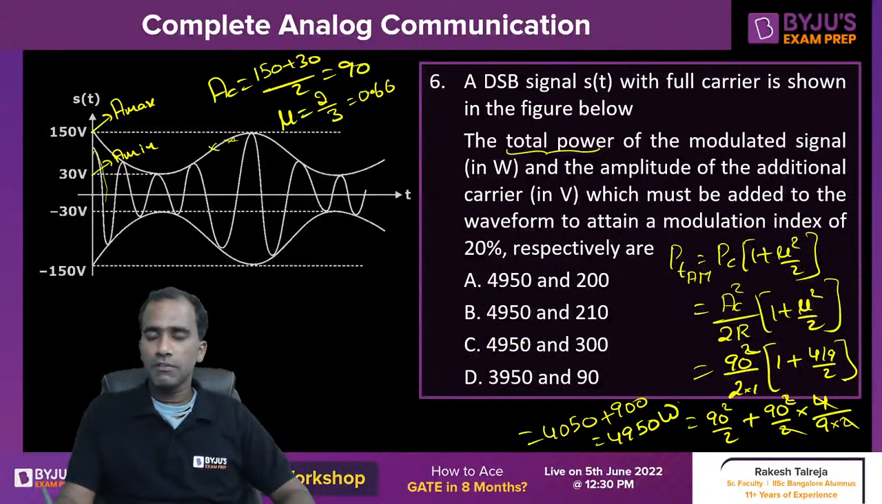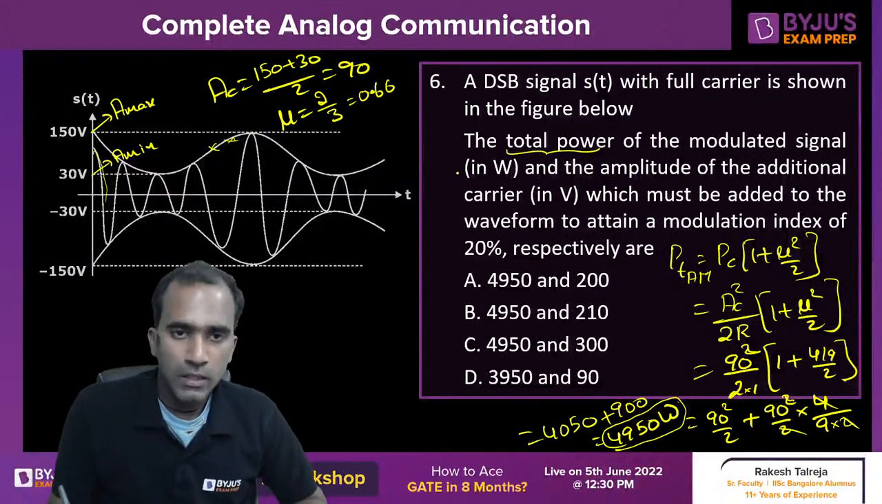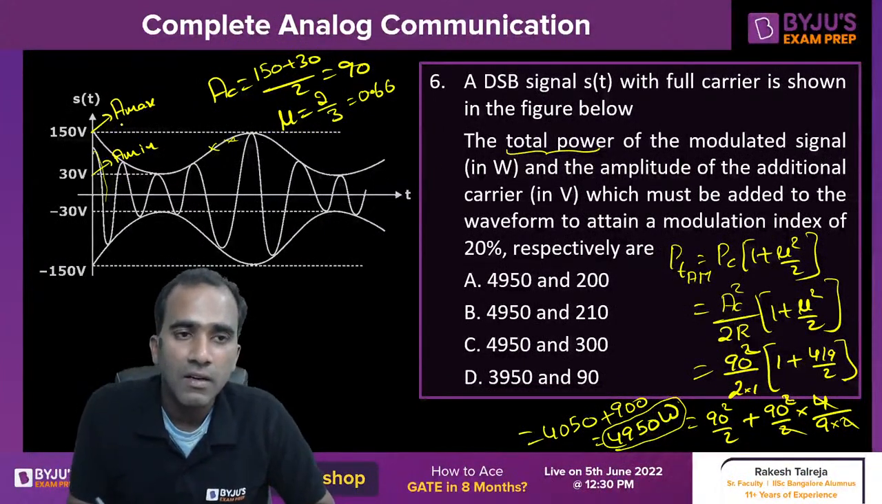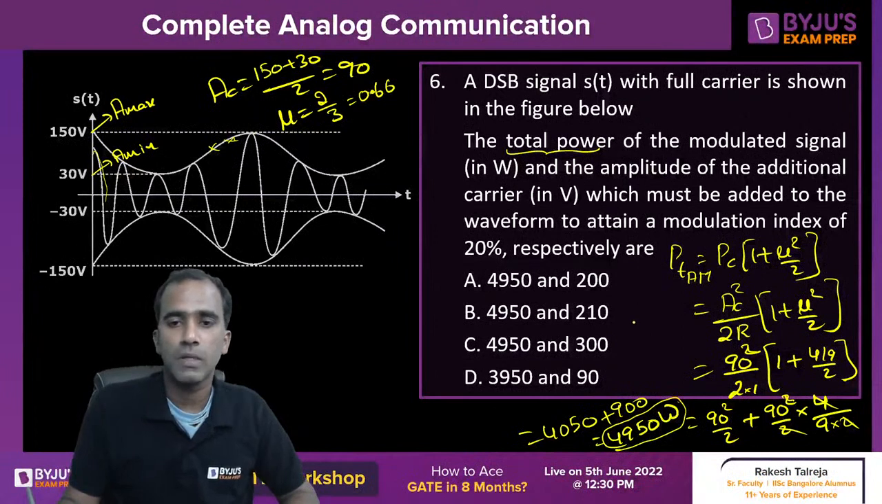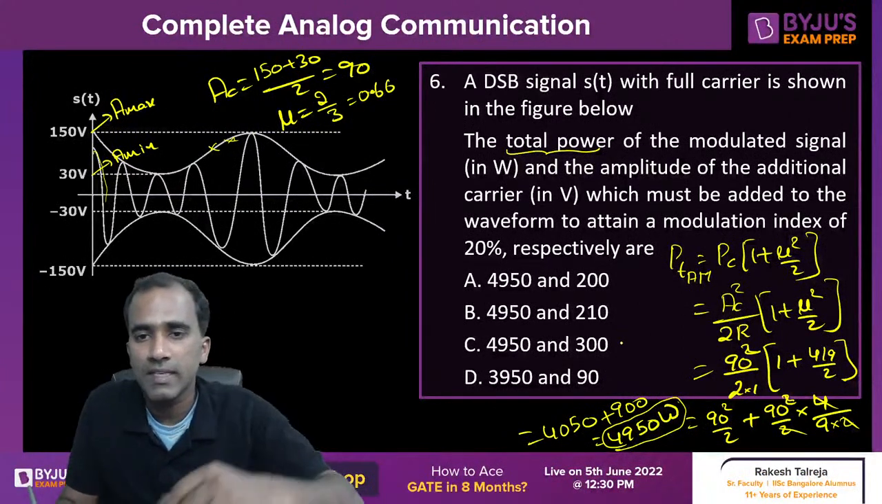So the answer is 4950 watts, but 3 options have the same thing, so solving the first one is not going to do any good for us. We have to solve the second one. Anyway, we have answered one question here. When this diagram is given, we can calculate the power of the modulated signal also. From the data A max and A min, we can find AC and mu, and from those two values, we can find the power. Okay, now let's move on to the next slide.